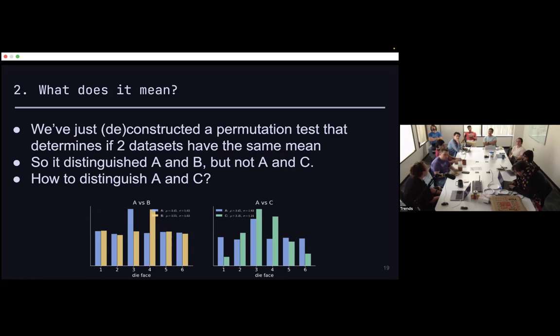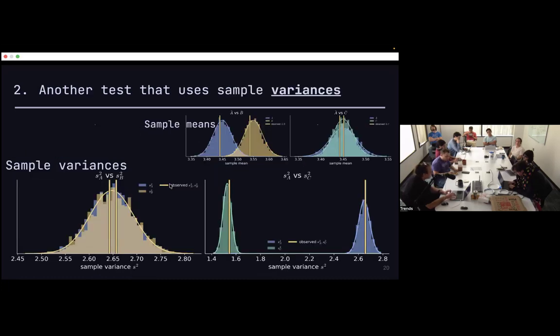Using this test, we were able to distinguish these 2 dice, A and B. One is biased towards 3, another towards 4. But we couldn't tell apart these dice, despite you can see they're obviously different. Their mean is the same, but their variances are different. Is there any way we can distinguish A and C? Turns out we can make a test for that if instead of comparing sample means, we compare sample variances.